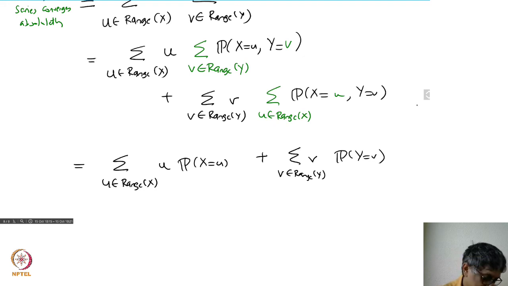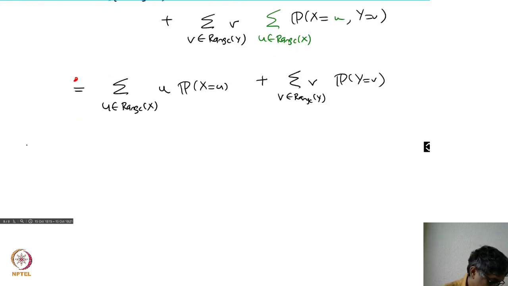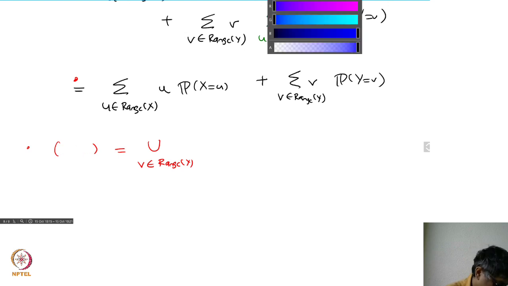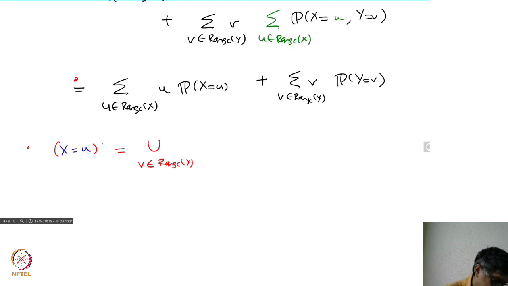And why is that? Why is this equality true? Write it down. This is true because we know this fact, right? We know that the event x equal to u is the countable disjoint union over v in the range of y. Let me write this in blue. So this side is easy. X equal to u is the same as the union of x equal to u and y equal to v. Right? That's just the same thing. That's why this sum is true.